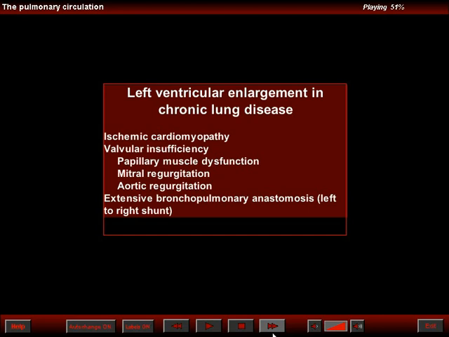In other words, the patient has a left to right shunt from extensive communication of the bronchial arteries with the pulmonary arteries, and that leads to a left to right shunt, the chronicity of which and the magnitude of this shunt may throw into failure the left ventricle.